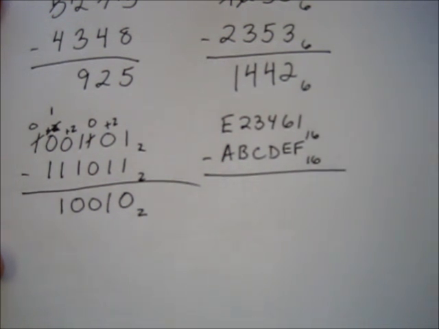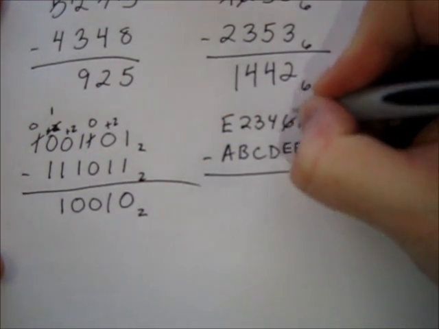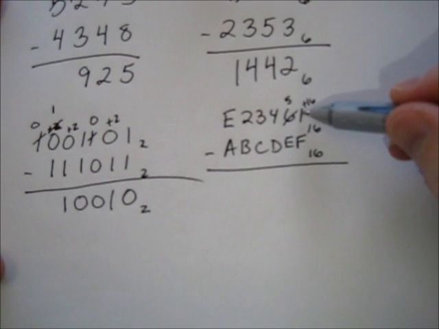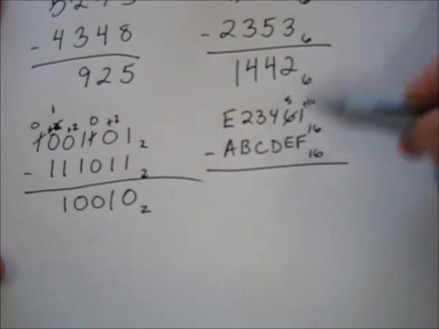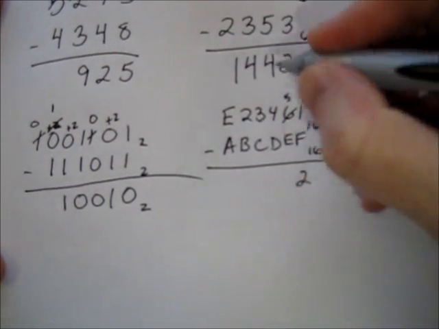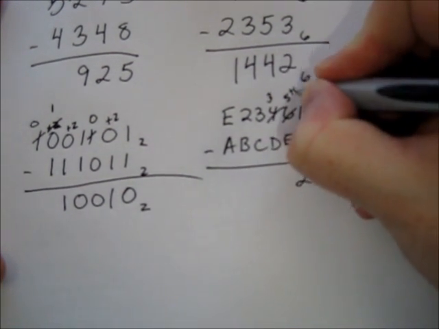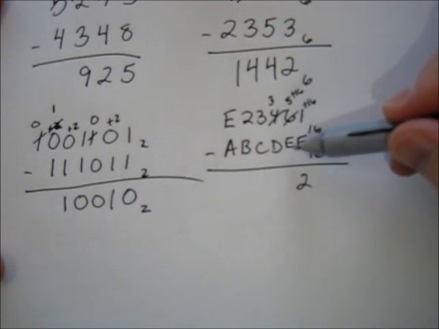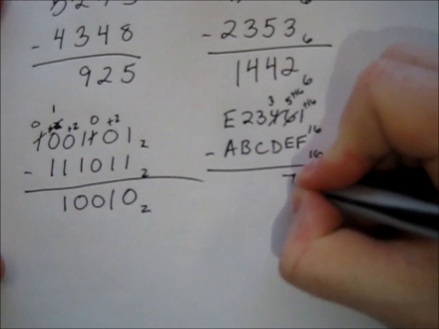which means I'm going to have a whole lot of borrowing in this problem. I can't subtract, so the 6 becomes a 5, and I borrow 16, so this is 17, take away 15, 2. I can't subtract, so I borrow, this becomes a 3, I just borrowed 16, so 5 plus 16 is 21, take away 14, 7.